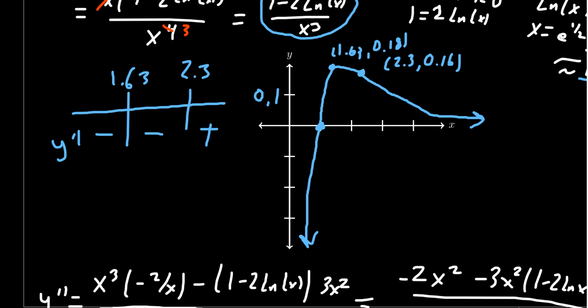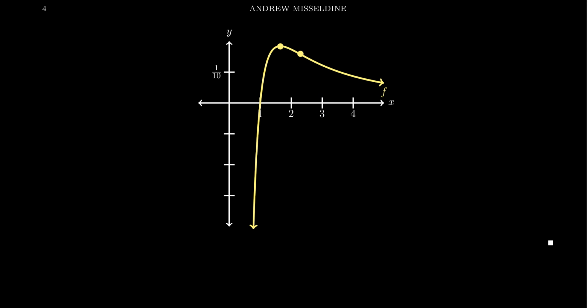Looking at a computer image, we get this picture right here. So notice that this point is an inflection point. It's concave down right there. It's concave up right there. This point right here is a maximum. It was increasing, then decreasing. You see the asymptotic behavior as it approaches the x-axis. You see the asymptotic behavior as it approaches the y-axis there.